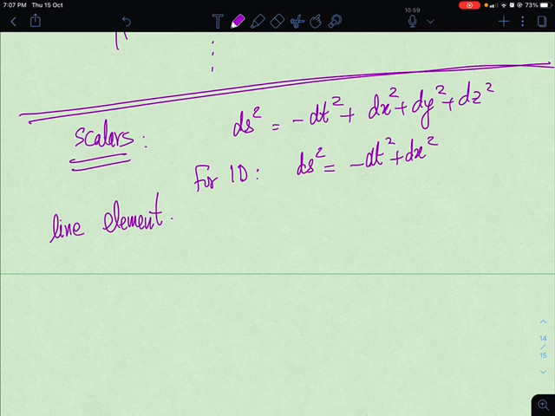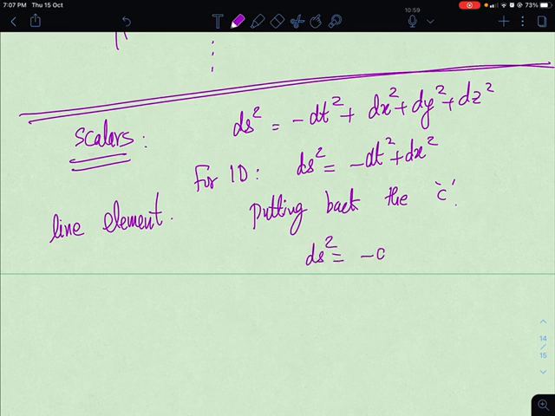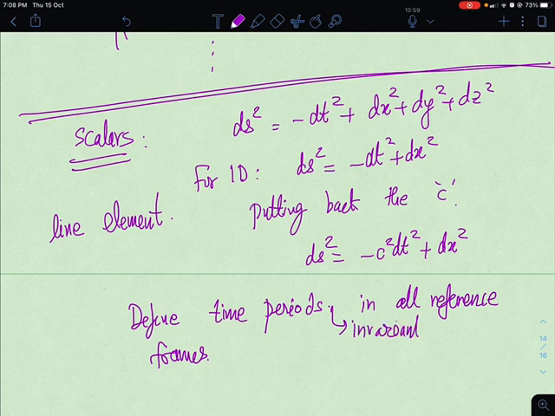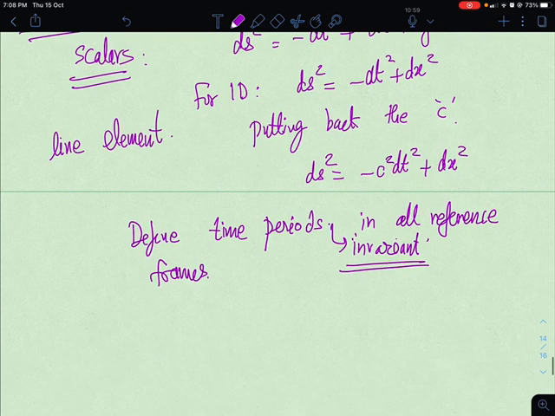Now let me put the c also. Putting the c, ds square is actually minus c square dt square plus dx square. We define a line element, but not in terms of distance, but in terms of time distances, time elements, time periods. So these are time periods which are invariant in all reference frames, and these are called proper time.